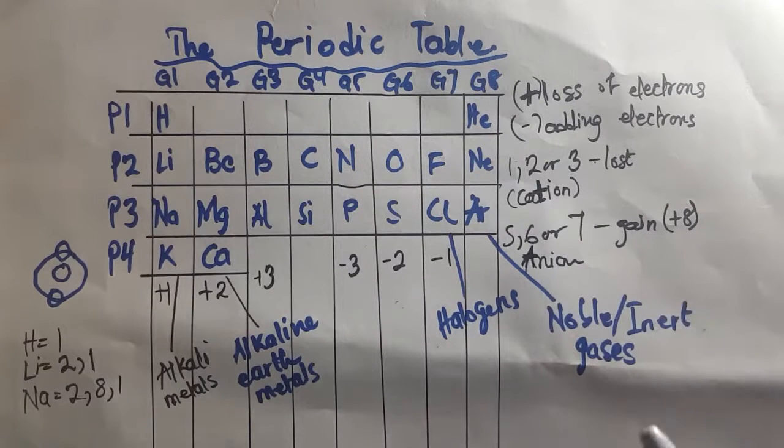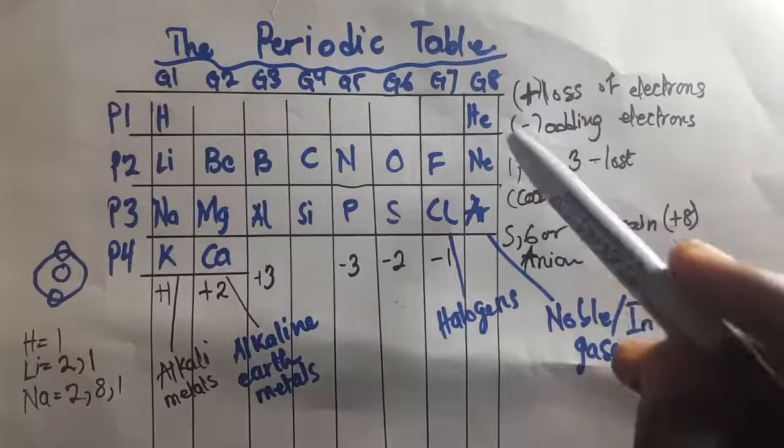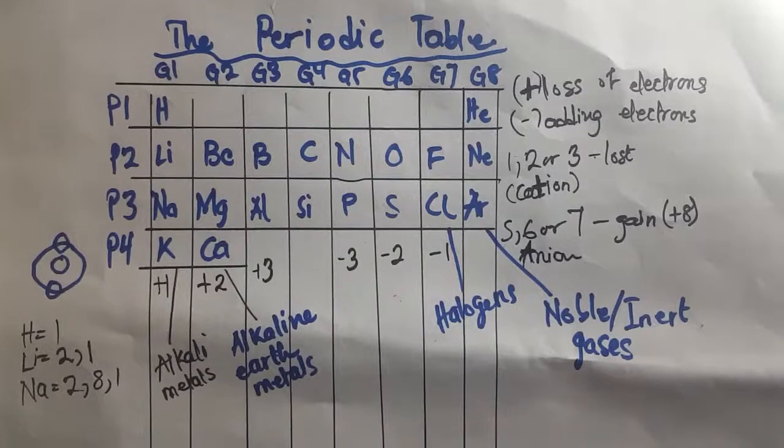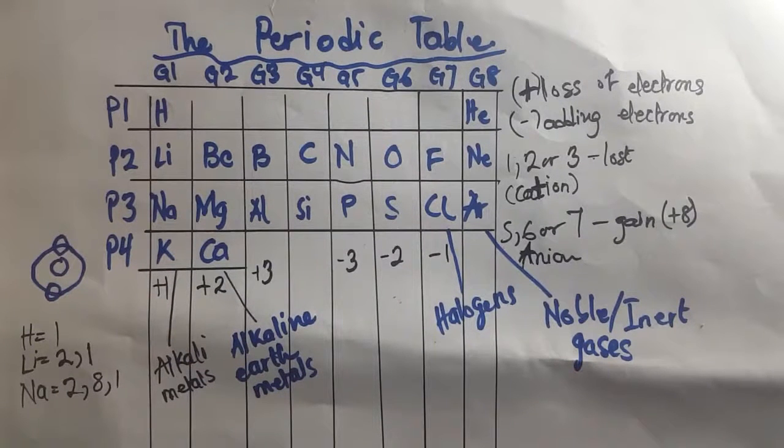Now let me start from here. Noble or inert gases because they have their outermost shell fully filled. Inert means that it cannot react with any other element. Now elements which form compounds either donate electrons or receive electrons. Inert gases or noble gases are fully filled, so they don't need to donate or release any electrons.